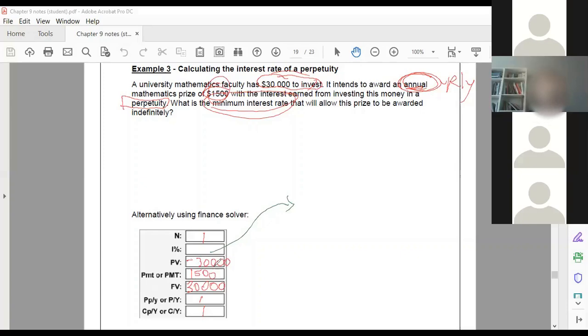Right, get up my finance solver. Menu 8.1. Okay, I've got 1 for the N. Interest rate. Negative 30,000, and remember, I'm doing the negative in the brackets. 1,500. Future value is 30,000. This is 1. Okay, interest rate is, according to me, 5% per annum. Any questions there?